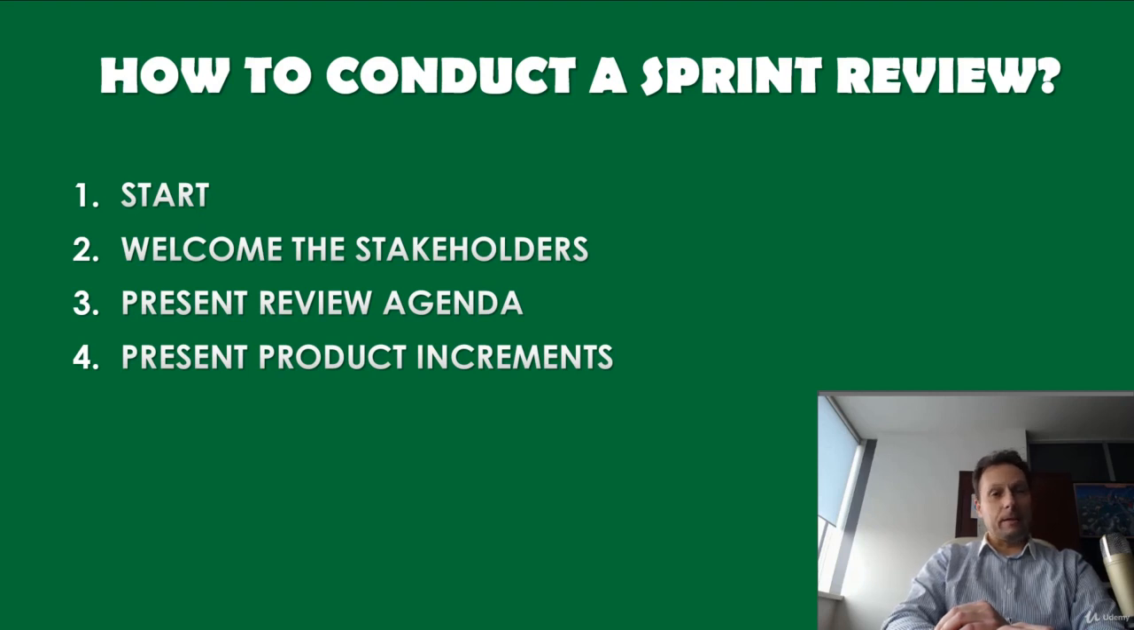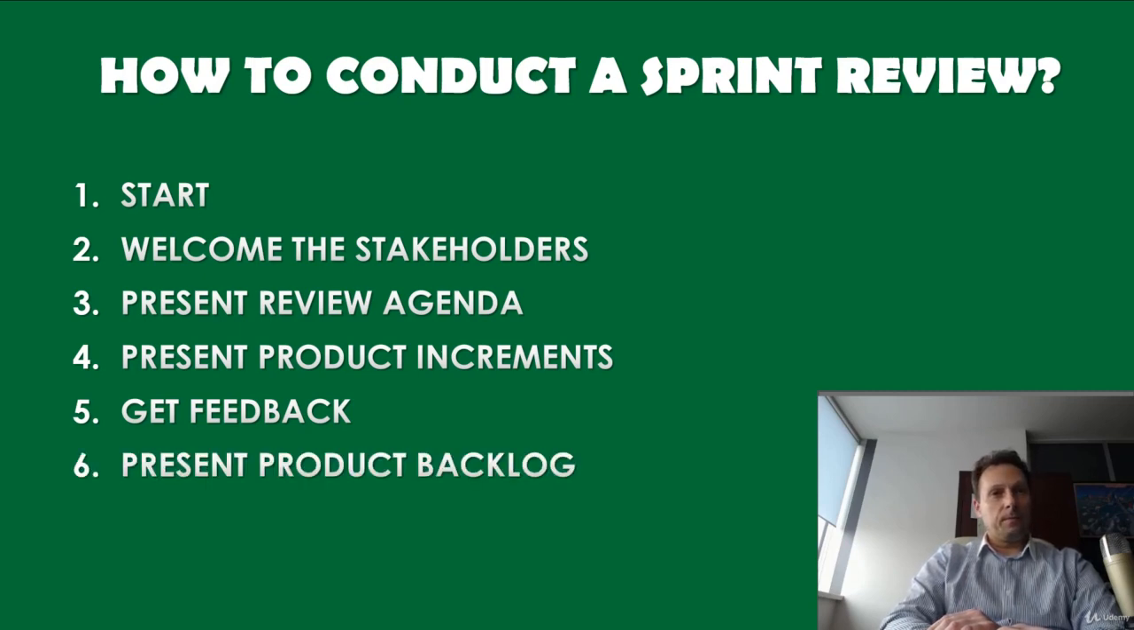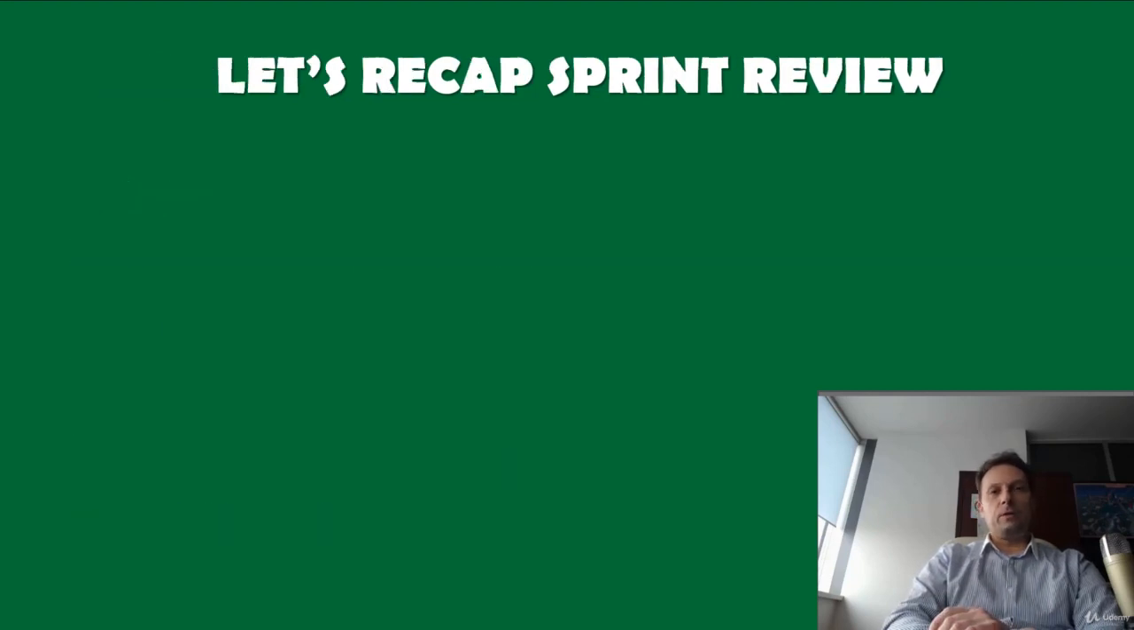And then present review agenda, where the product owner presents the agenda for the Sprint Review. Present product increment, where developers present the product demo that has been implemented in the sprint. Get feedback, where the product owner asks the stakeholders for feedback regarding the product that has been delivered. Present product backlog, where the product owner presents the top of the product backlog to stakeholders to get feedback for the upcoming sprints and solicit feedback from the stakeholders related to the backlog. And then the meeting ends.